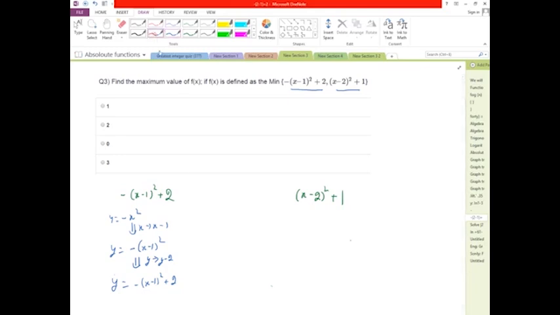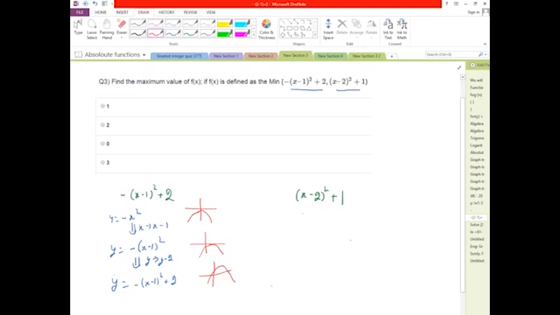So let's draw the graph. Minus x square will be like this. Then x by x minus 1, which means 1 unit to the right. So this becomes this. And then y by y minus 2, meaning 2 units to the top. So it becomes like this. The graph will be something of this sort.